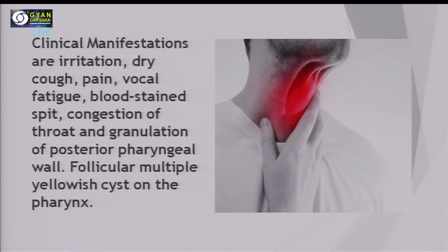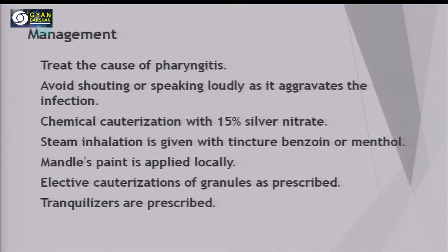Now, what happens is, as you can see, this part is affected. This is the oropharynx. So there is a burning sensation. The patient may feel itching in the part. There is dry cough, pain, vocal fatigue. You may not want to talk. When you spit, it contains blood. There will be congestion of the throat, and follicular multiple yellowish cysts may also be present in your pharynx.